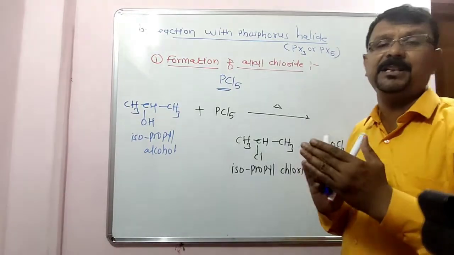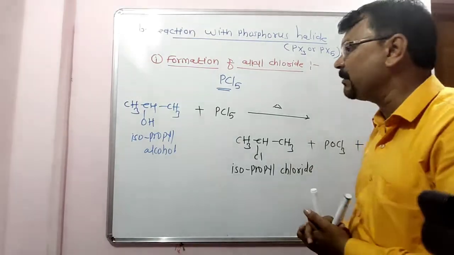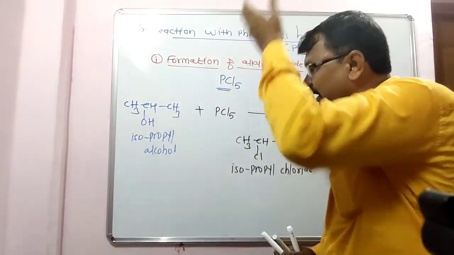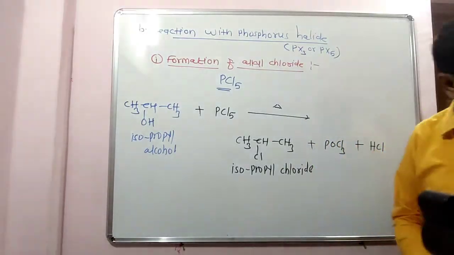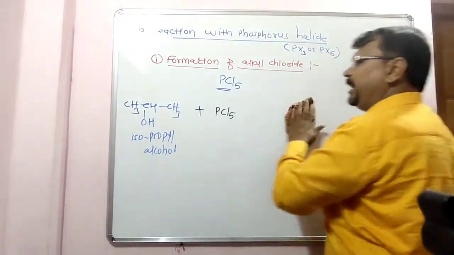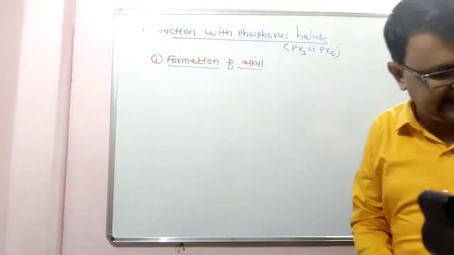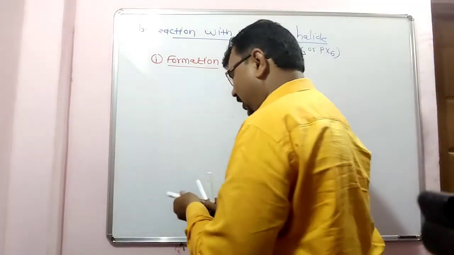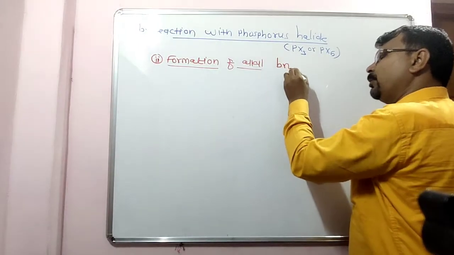Look here, in this reaction, formation of alkyl chloride, PCl3 and PCl5 are more stable. Look here, second point: formation of alkyl bromide.